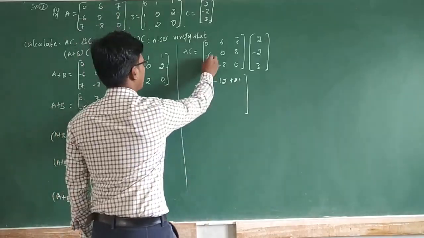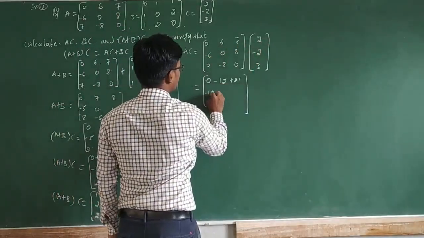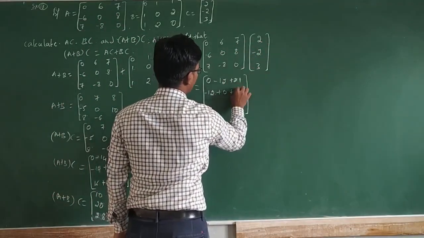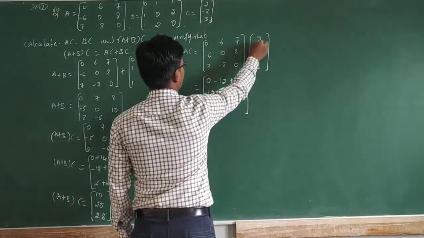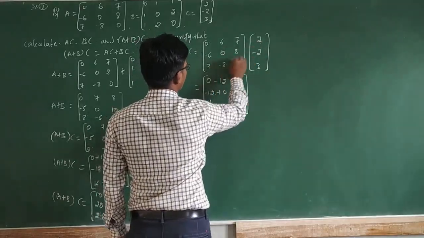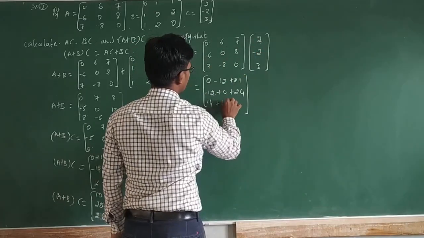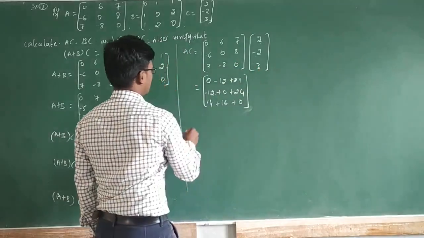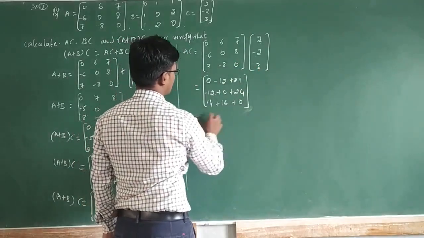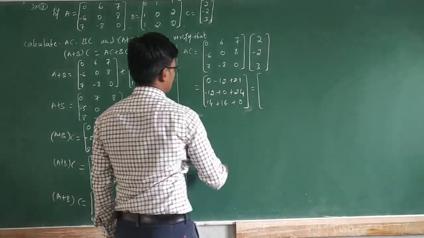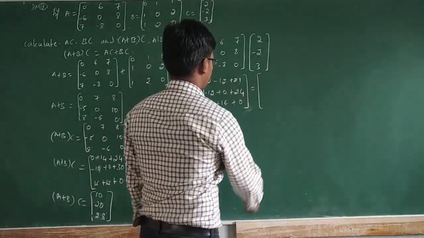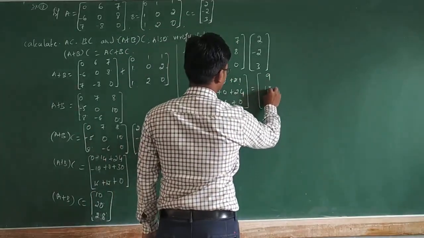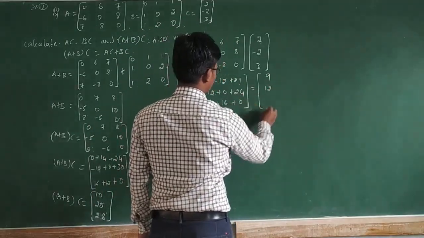Next, minus 6 into 2 is minus 12, 0 into minus 2 is 0, 8 into 3 is 24. Next, 7 into 2 is 14, 8 into 2 is 16, 0 into 3 is 0, which is equal to minus 4 plus 21 is 9. Next, minus 4 plus 24 is 12. 14 plus 16 is 30.